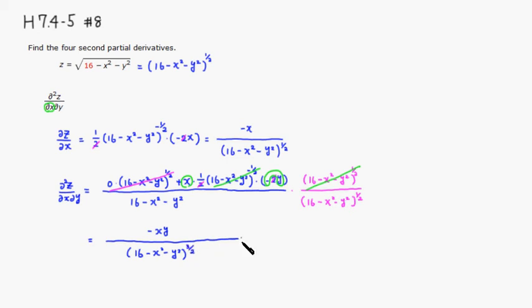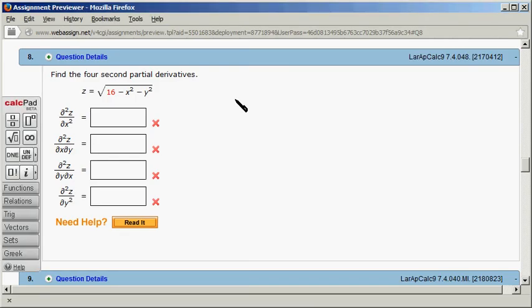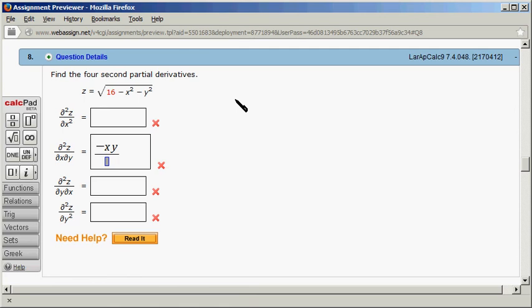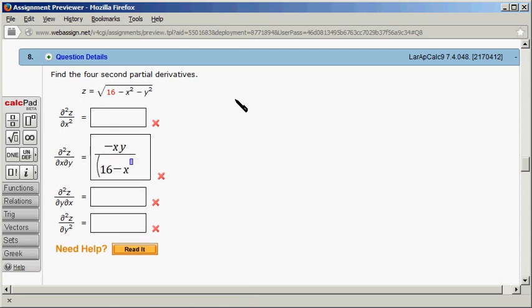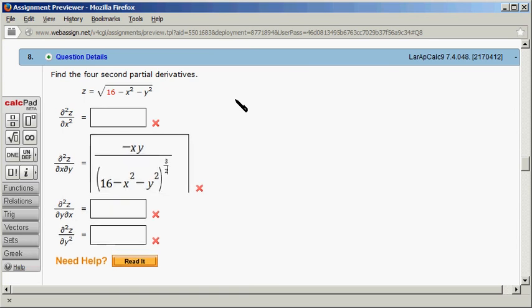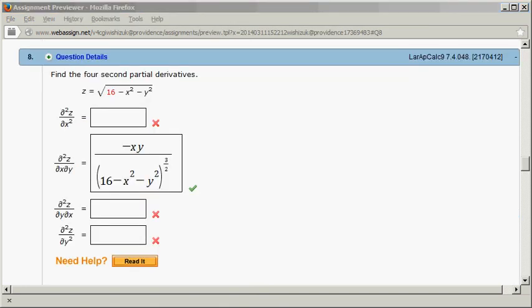So let's type this in. The answer we got was negative xy divided by quantity 16 minus x squared minus y squared, raised to the 3/2 power. Let's check that by submitting for testing. It came back and looks like we got this one correctly. That's it. I hope that this was clear.